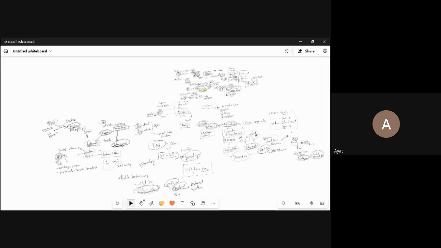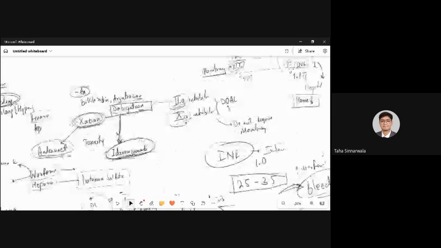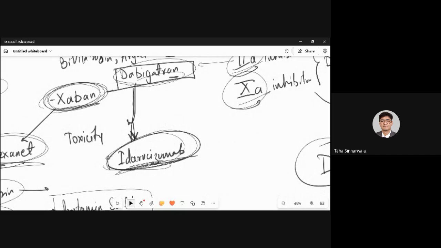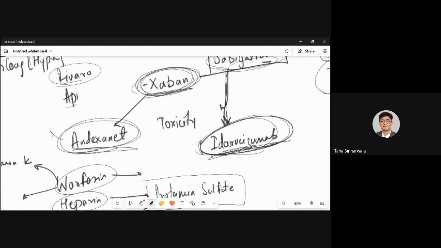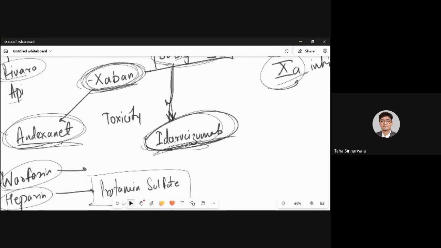Question for Dr. Taha. Yes, doctor. Dr. Taha, do we have toxicity for factor 2 and factor 10 inhibitors? Yes. So we do have toxicity for factor 2 and factor 10. And if you develop the toxicity, then you need to use these medications to treat them, which are andexanet and idarucizumab. So andexanet for factor 10A inhibitor toxicity, and then idarucizumab specifically for dabigatran, which is a factor 2A inhibitor.